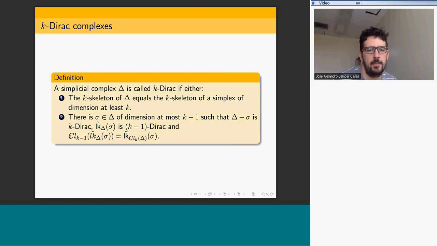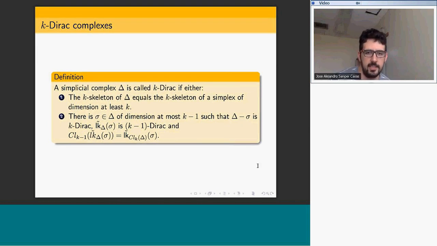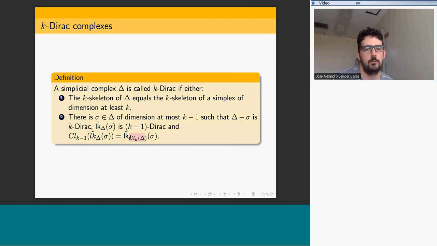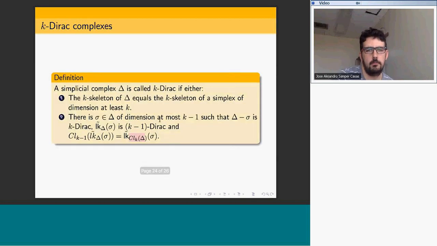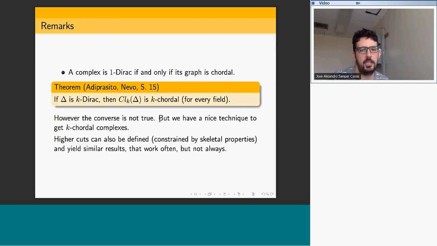Let's not go into what it means exactly, but it means that filling the K minus 1 dimensional holes in the extended link has something to do with filling the holes in delta first and then passing to the extended link. The point is, you define this recursively, and in dimension 1 they actually coincide. So it's 1-Dirac if and only if its graph is a chordal graph. In dimension 1, these two notions are equivalent.